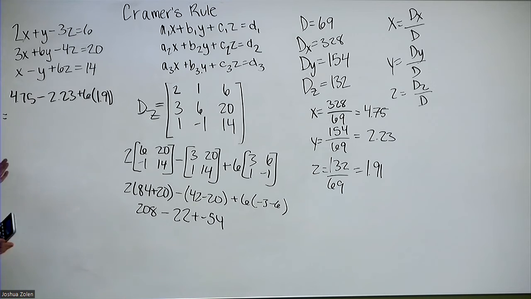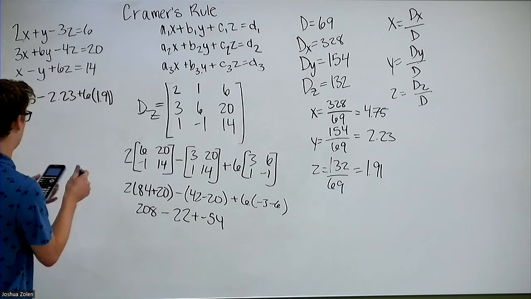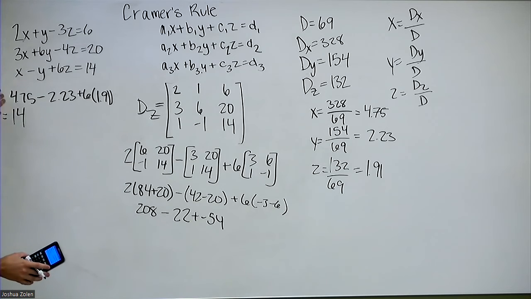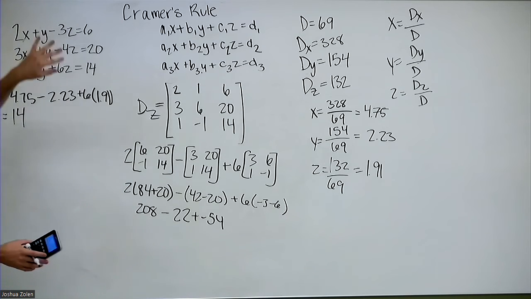And that does give us 13.98, but because we rounded to 2 decimal points for all of these numbers, we're going to just count that as rounding error. And we got 14. If we plugged those three numbers into these two equations as well, it would also give us 6 and 20, just like we needed.